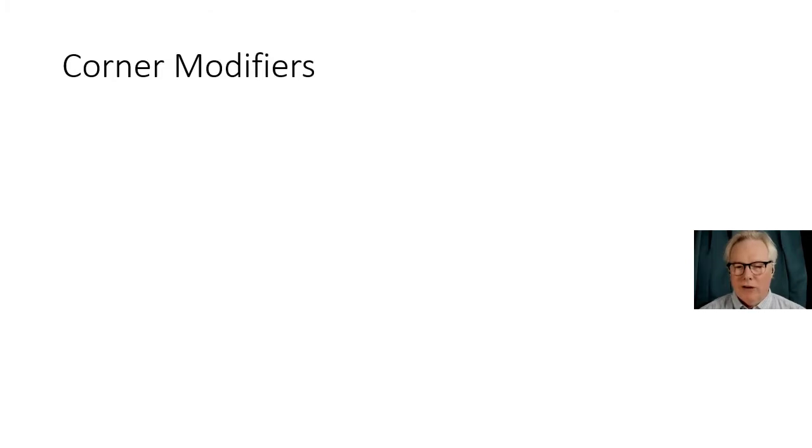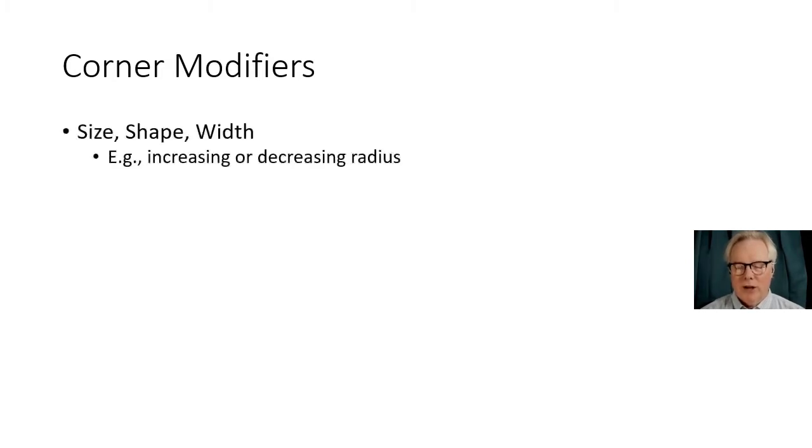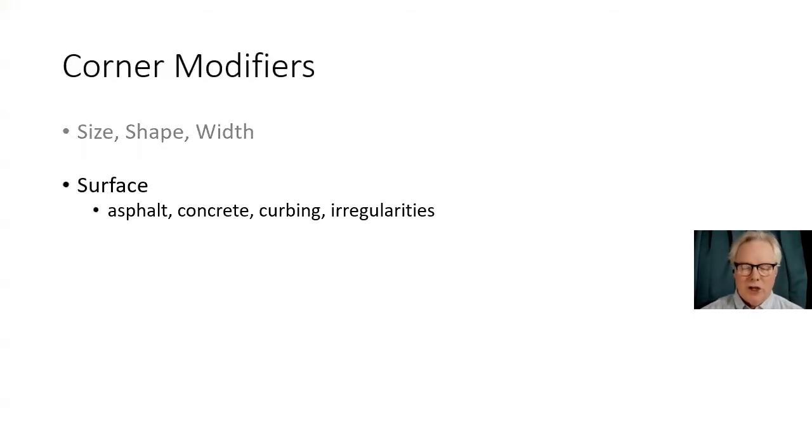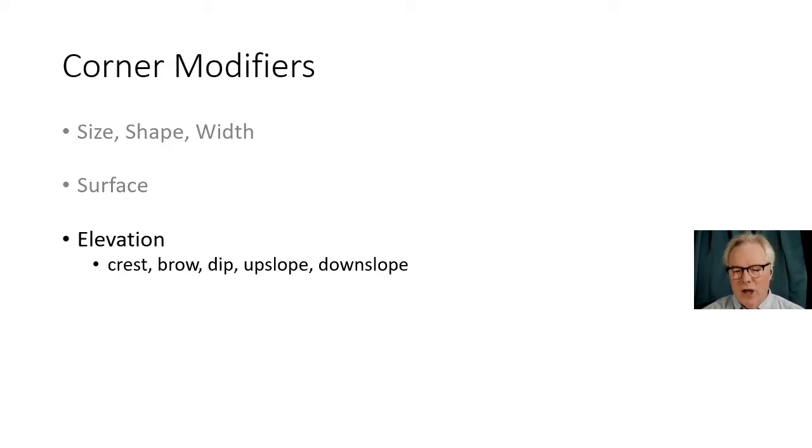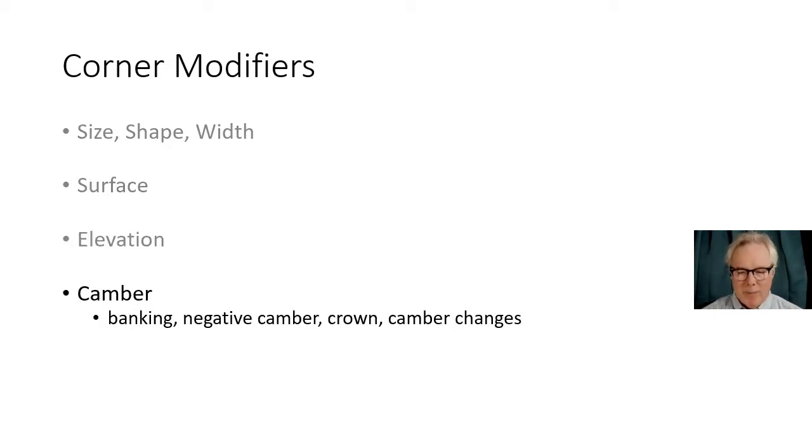But once we've looked at those commonalities, we also need to look at modifiers. What's different about the corners? They may have different scales or shapes or widths and other characteristics. The surface may change. Laguna Seca has low grip asphalt. There may be concrete patches. Some of these corners have curbing. There may be irregularities in the surface as well. Elevation, crests, dips, and so on, and then camber and camber changes as well.